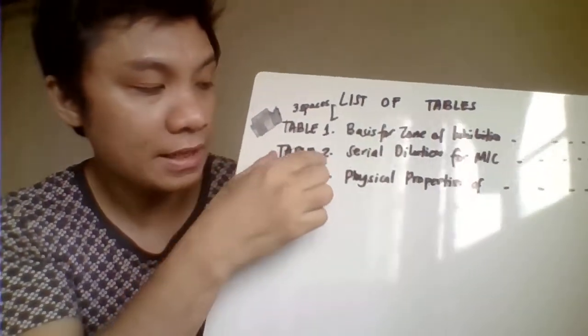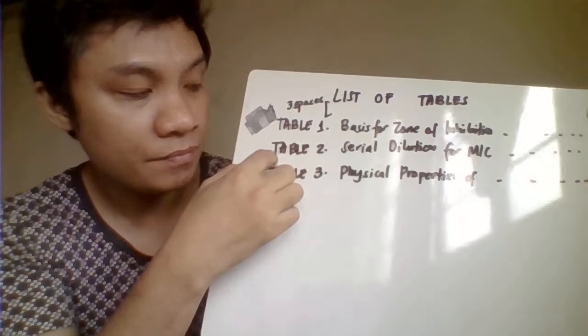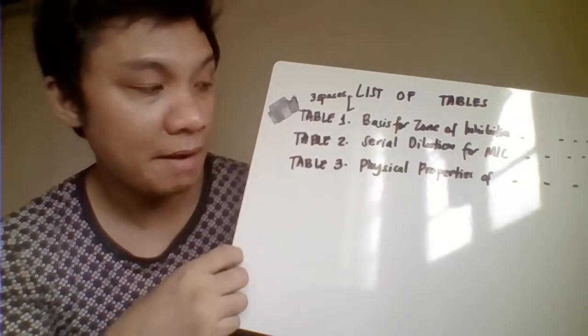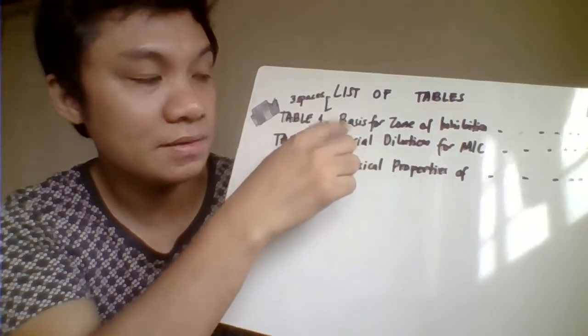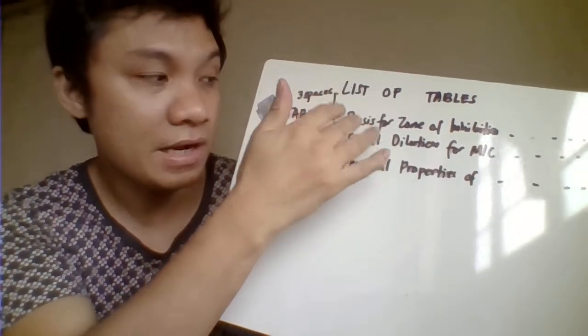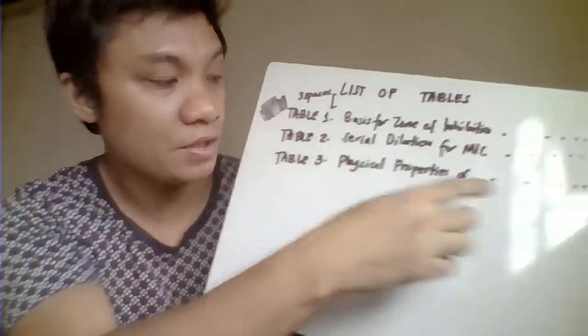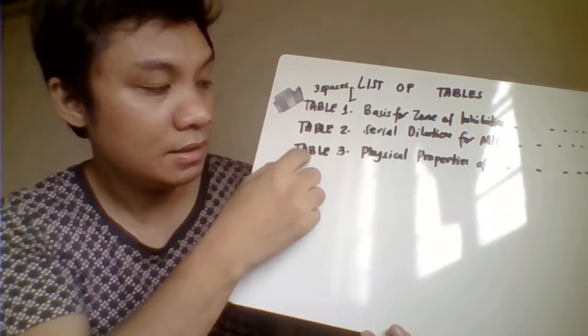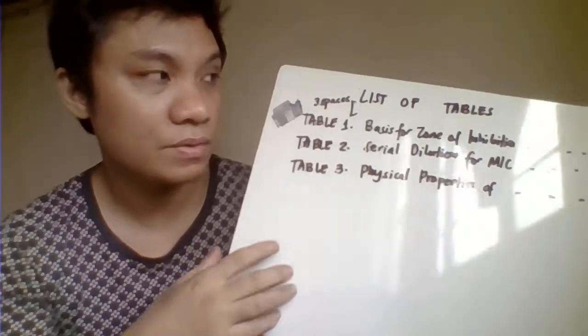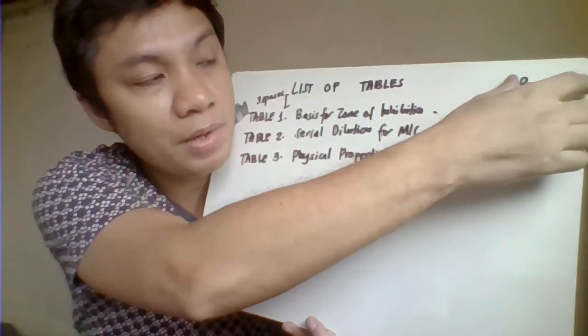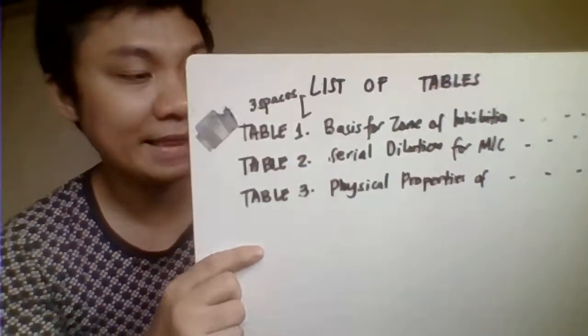And Table 2, again, the word Table and the number are written in all caps. Then the title of that is written in capital and small letters. Then we have the page number. Table 3, again, should be written as all caps, with the title in capital and small letters. And always remember that the page numbers should be aligned.